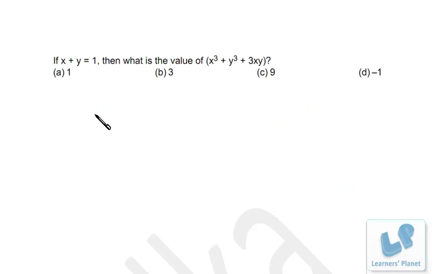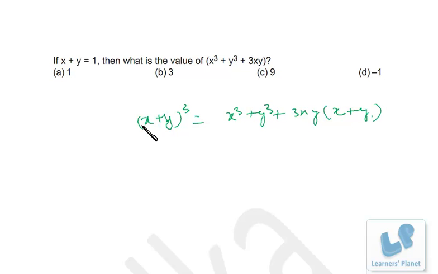A problem based on algebra. If x plus y is 1, what is the value of this? Now what is (x plus y) whole cube? That is x cube plus y cube plus 3xy(x plus y). I put the value of x plus y over here, that's 1. So x cube plus y cube plus 3xy is 1. As simple as that. It can be solved in just 20 seconds. I hope you are clear.